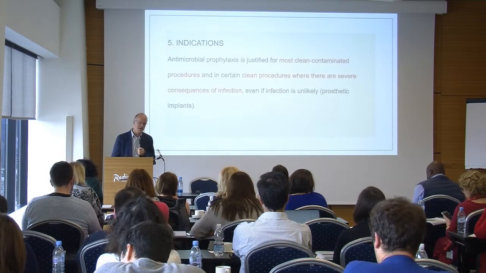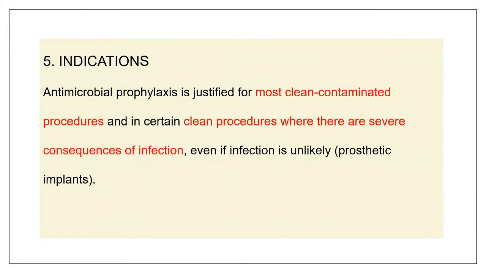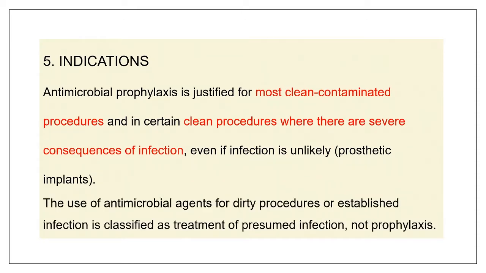Indications for antimicrobial prophylaxis: it is justified for clean contaminated procedures and for some clean procedures where there are severe consequences of infection, even if infection is unlikely. Well, you should know that a very big problem is an artificial joint infected with a germ, and the disaster is for the patient. So the use of antimicrobial agents for dirty procedures or established infection is classified as treatment of presumed infection, not prophylaxis.